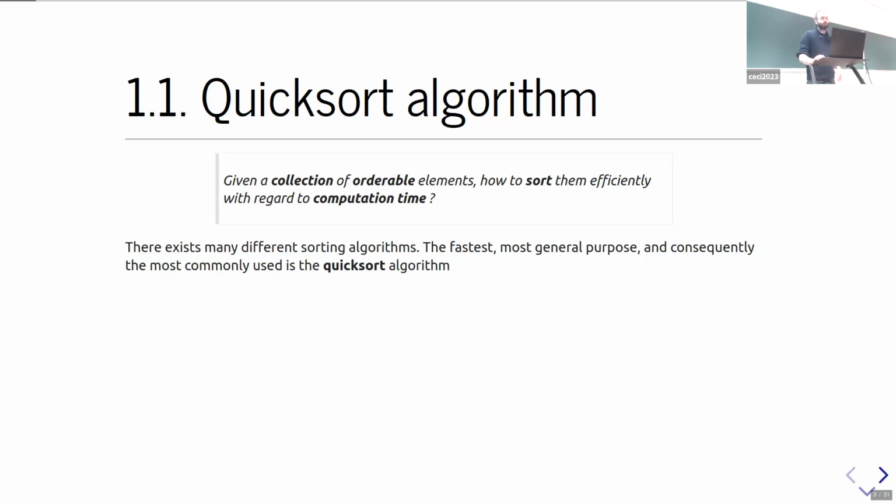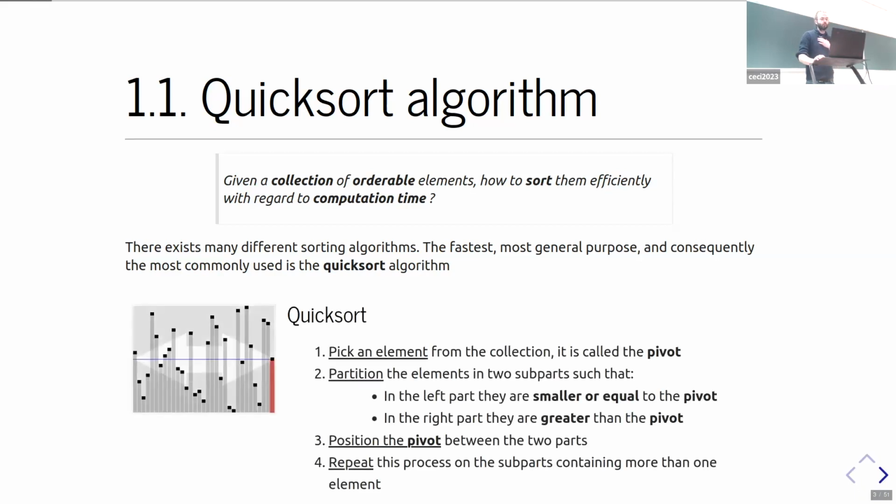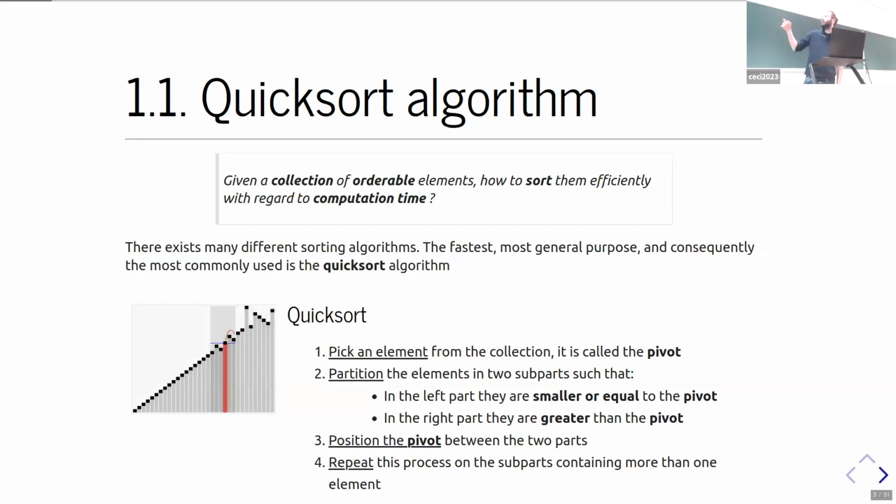And there exist many different sorting algorithms. I will use only one of them, which is considered the fastest and most general purpose one, the quicksort. So here is, let's see, here is a nice visual. It's from Wikipedia, a nice visual GIF, whatever you want. And on the side, the algorithm actually to perform that. There are basically two main steps, which are the partition and the positioning of the pivots.